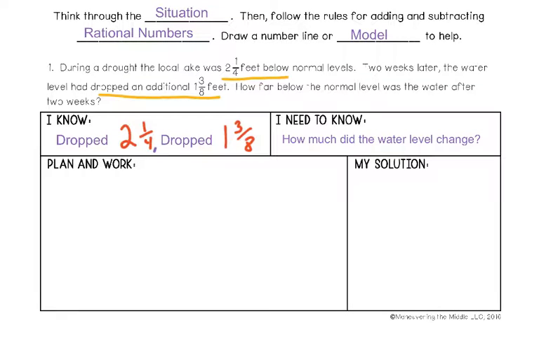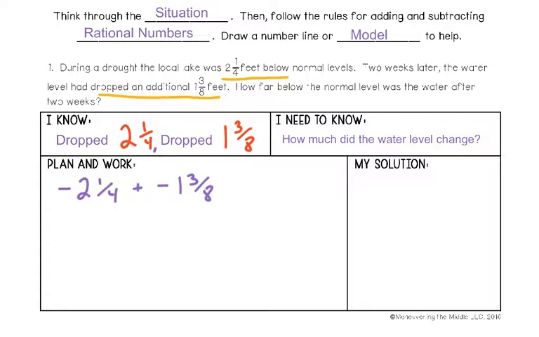So one more time, I know that I'm going to add these two negative numbers. I know that they're negative because this says it was 2 1/4 feet below. And I know that this is negative because it says it dropped 1 3/8, and it says additional. So I'm going to add the two negatives. So I can set my problem up like this. What I want you to do now is to go ahead and pause the video, try to convert these to improper fractions, and then press play when you're ready to check.